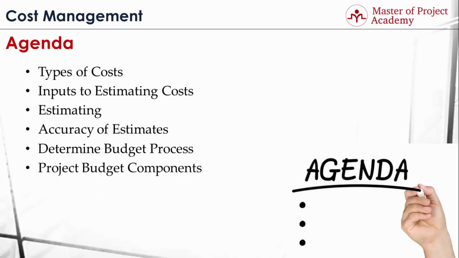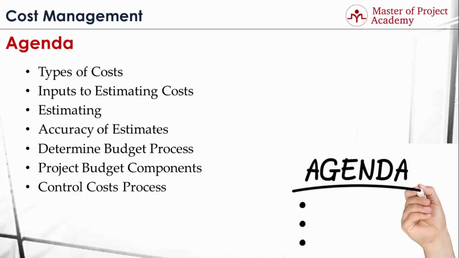Project budget will have components. After activity cost estimates are complete, there will be contingency reserves on top of these estimates, such as activity contingency, management reserve, etc., to accommodate any risks if they occur during the project.